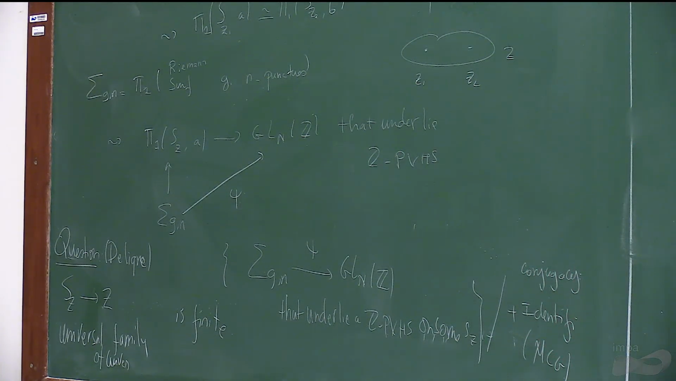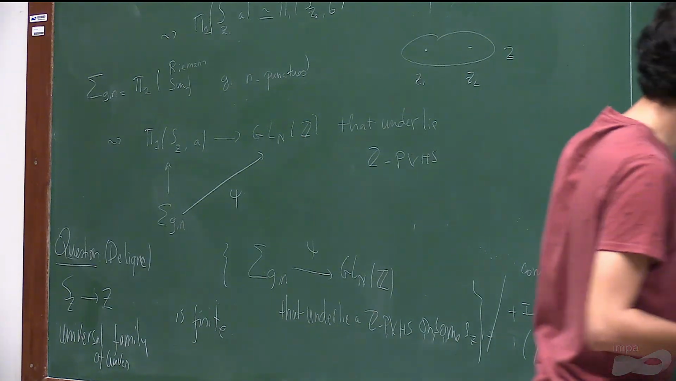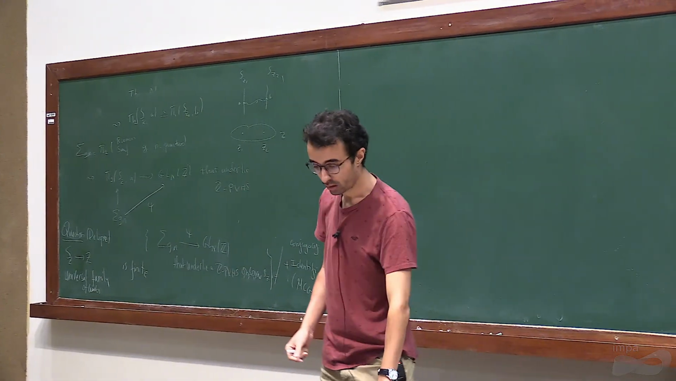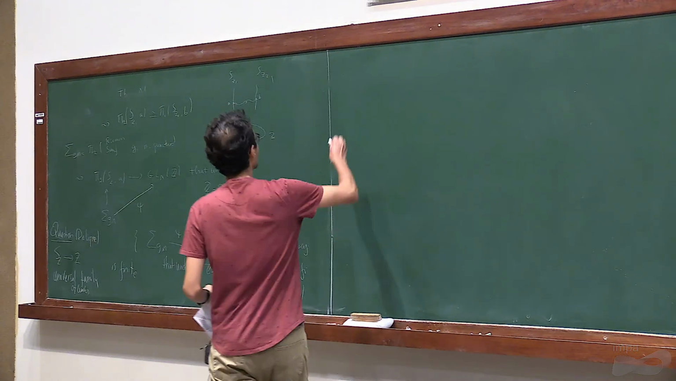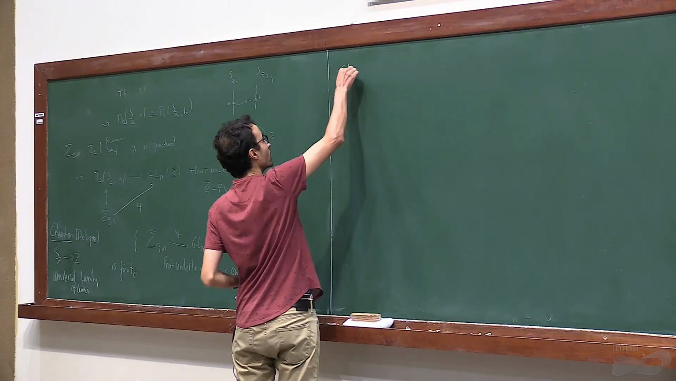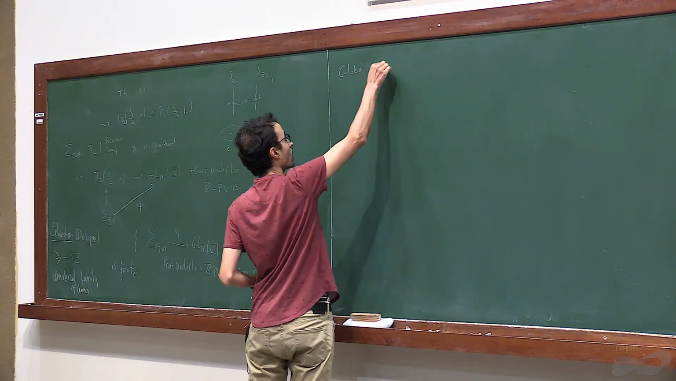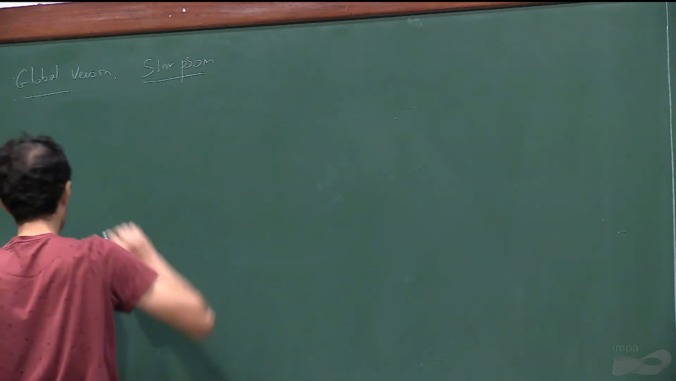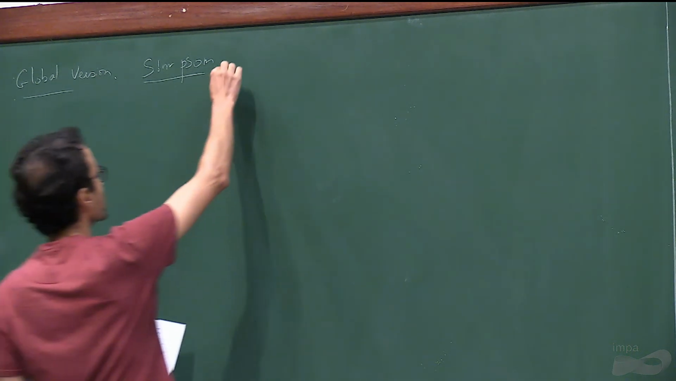So this question can be put in a much more global setting and maybe a more conceptual setting. And this is through the work of Simpson. So let's say a global version. So this sort of formulation that I'm going to explain now is due to Simpson. And before explaining it, let me just recall quickly the main objects of Simpson's work on non-abelian Hodge theory.